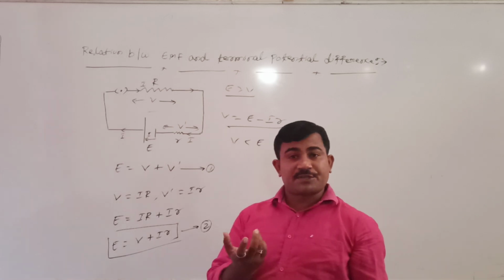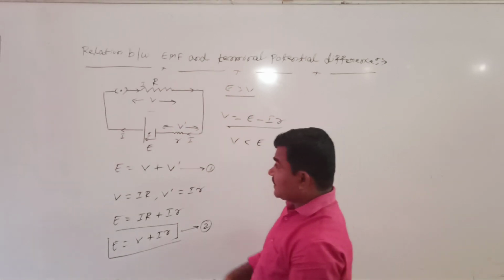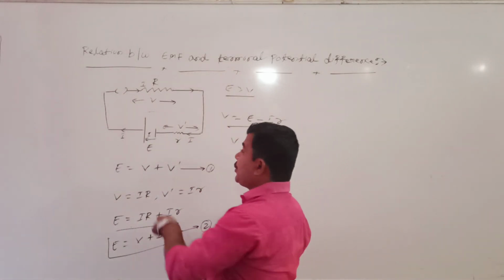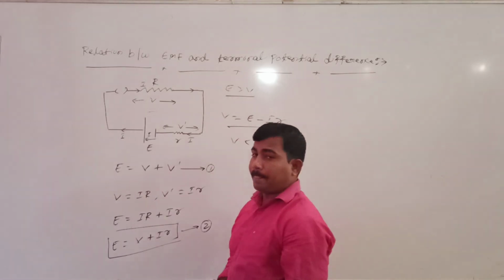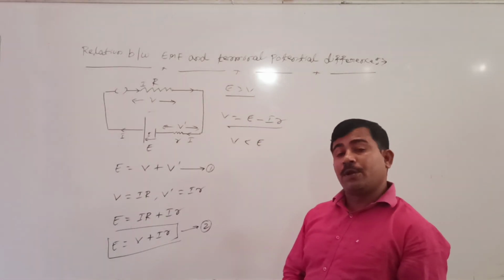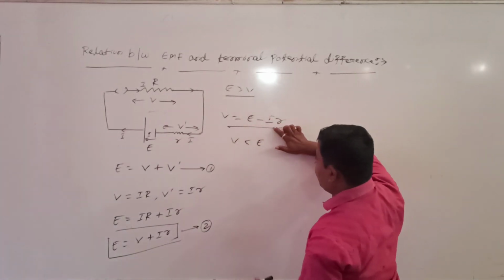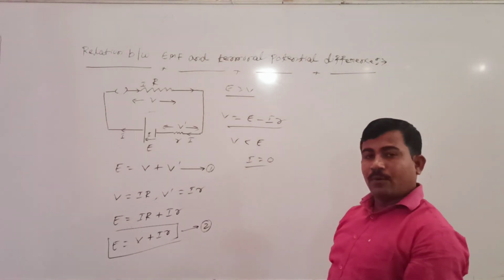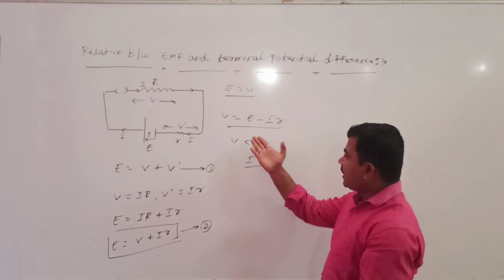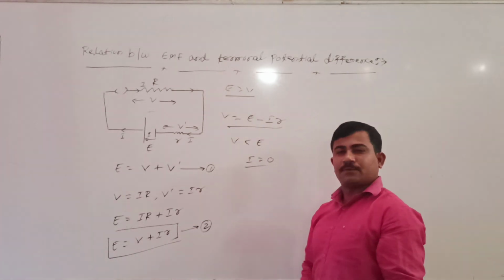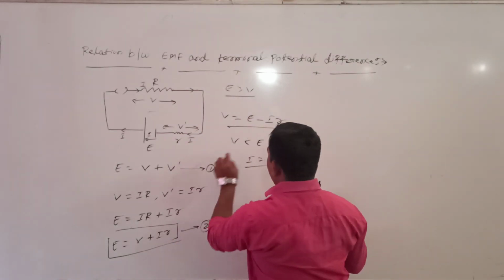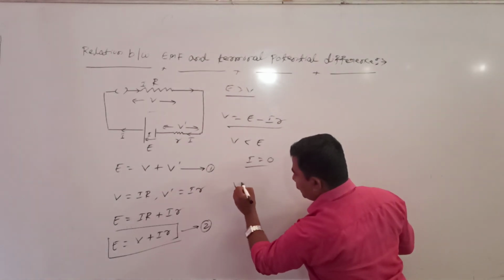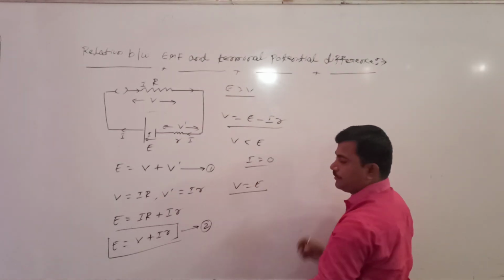But the situation is different here if the circuit is open. When the circuit is open, no current flows from the cell. When the circuit is open, what about I? I equal to 0. No current is flowing in the circuit. If I equal to 0, what do you get from this equation or this equation? If I equal to 0, then V equal to E.